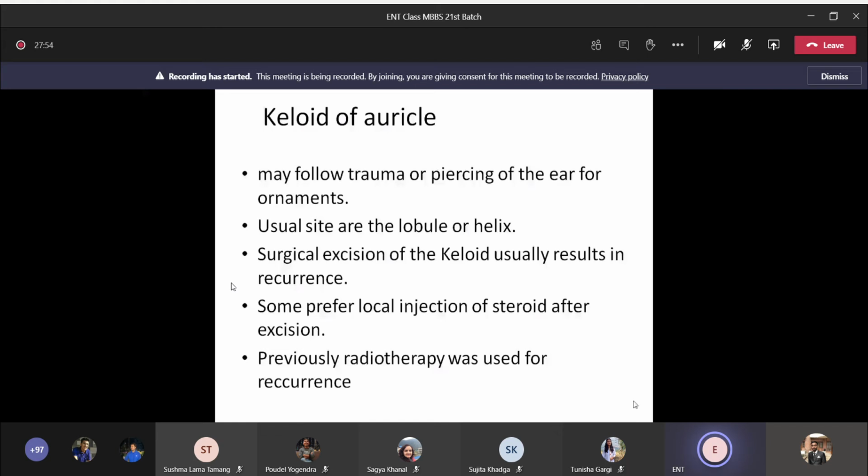The next one is keloid of auricle. You can see keloid usually among young girls who prefer to pierce their ear, especially at the level of cartilage. So it follows trauma or piercing of the ear, especially for ornamental purposes. The usual sites are the lobule or helix. Surgical excision of the keloid usually results in recurrence. So you not only excise it, but you also give a local injection of steroid after excision. We usually give triamcinolone. Previously radiotherapy was used for recurrence, but nowadays we usually give steroids. So this is an example of keloid.